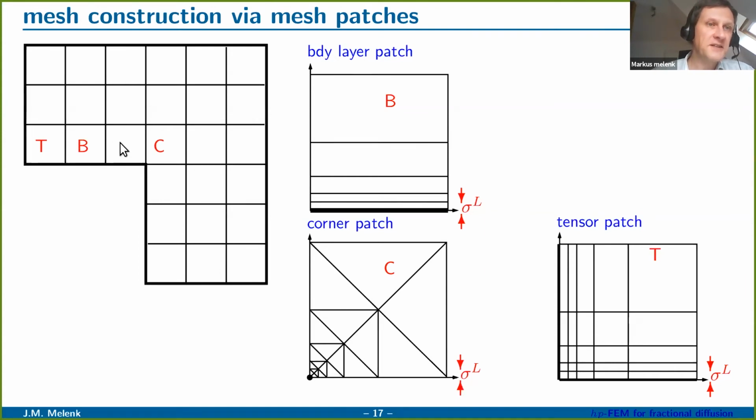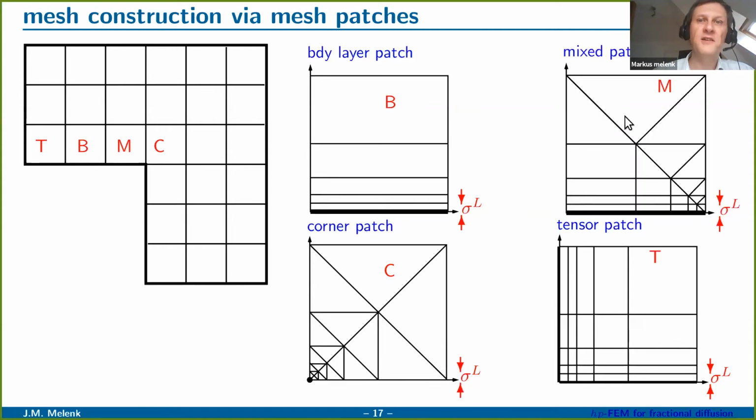And then there's a last kind of patches. You need a transition between the boundary layer patch and the corner patch. And this is what I call the mixed patch. So it is simply meant as a transition between this one and this one. And the other elements, sort of their inside, are not refined anymore.